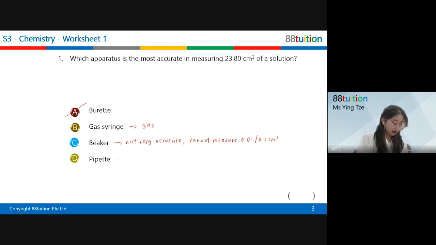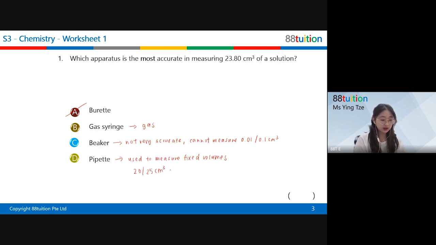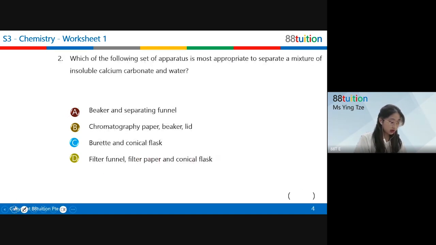Okay, so a pipette is used to measure fixed volumes. I'm not sure whether you have seen it in your school lab, but usually pipettes have a capacity of like 20 or 25 cm cube. So there is no pipette that is specifically used to measure 23.80 cm cube. Okay, moving on to the next question. You can try this question, then key in your answer again. If at any point you have any questions, just type in the chat also.